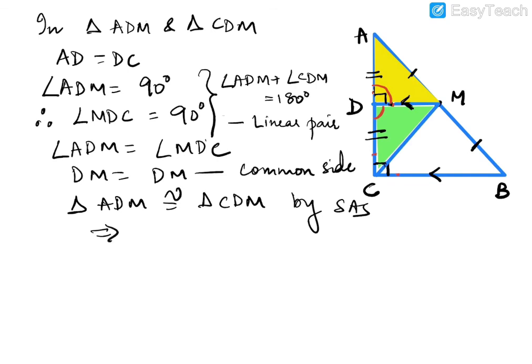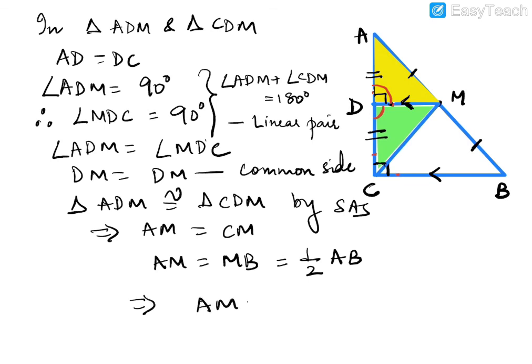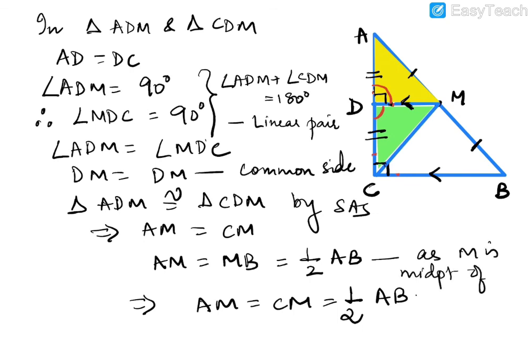And therefore their corresponding sides are equal, so we can write AM equal to CM. But AM is equal to MB because M is the midpoint and each can be written as half AB. So this implies that AM is equal to CM equal to half AB. So this proves the third part.